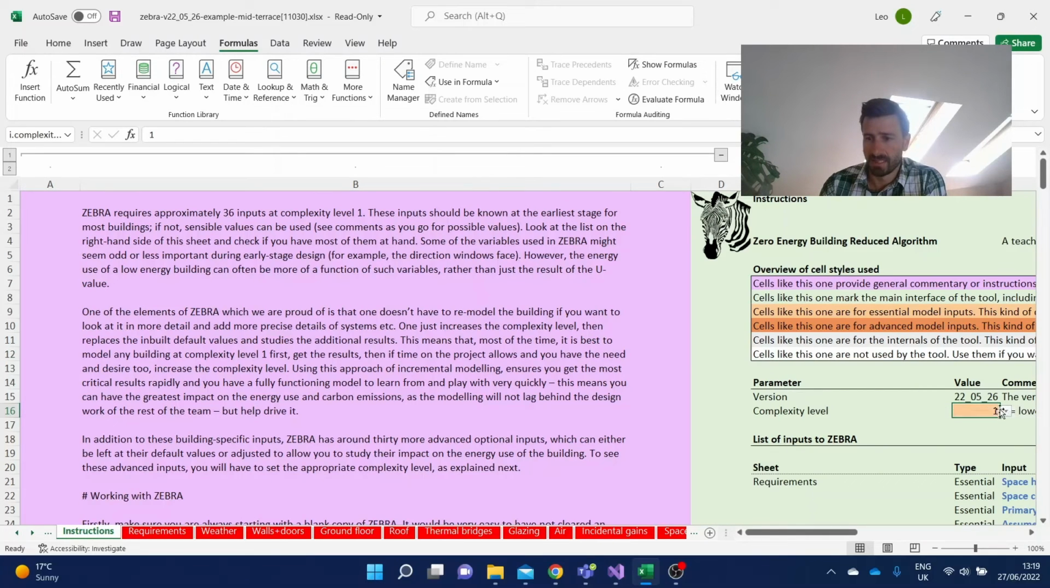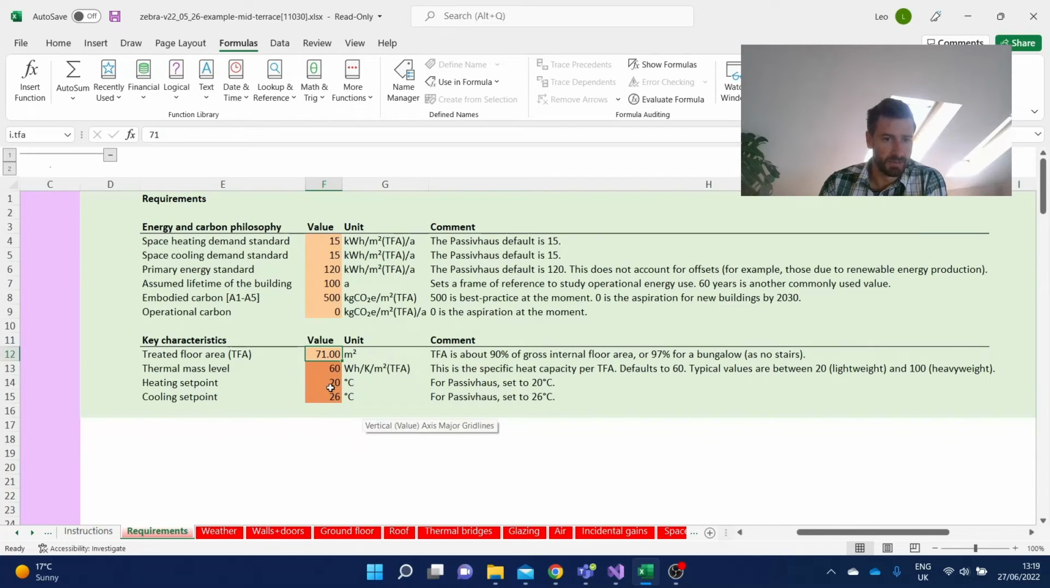If we increase the complexity level, we'll see some additional inputs below the treated floor area. The first is the thermal mass level, which is the ability of the building to store heat and then release it at another time. So in a cold climate, for instance, this may be useful because a building may warm up during the day when it's hot, and then it may continue to release that heat at night when it cools down. So this can improve the thermal efficiency of a building. Typical values are between 20 for a lightweight building or 100 for heavyweight, and this defaults to 60.